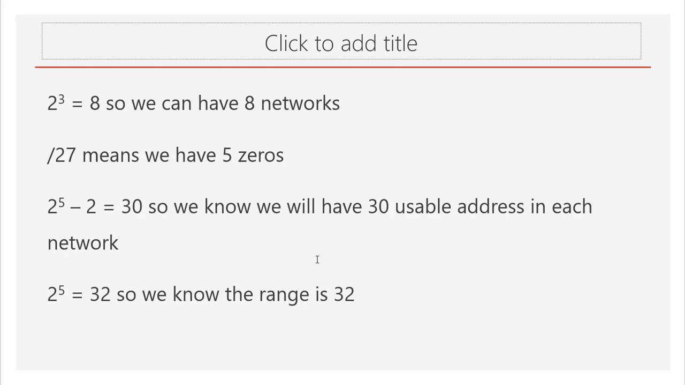So again, as long as you know those 3 formulas: 2 to the x, where x is the number of ones added to the default subnet mask; 2 to the y minus 2, where y is the number of zeros in the subnet mask; and then 2 to the y, which just gives you your range.